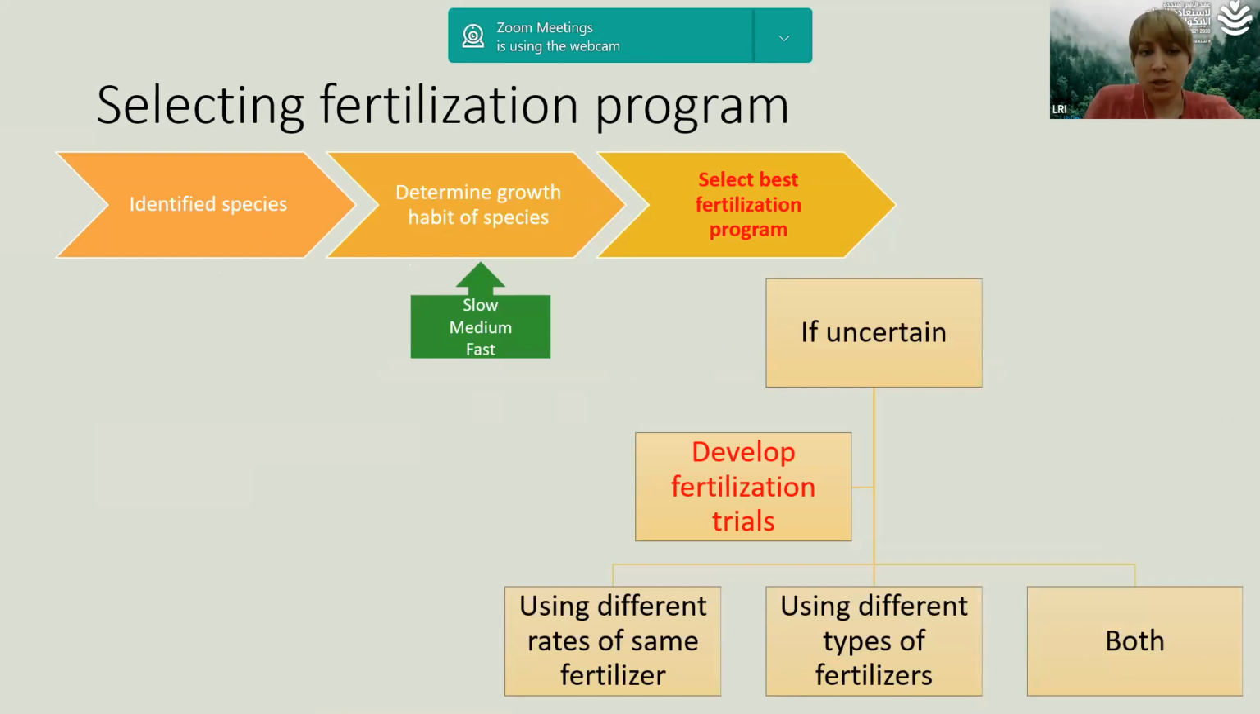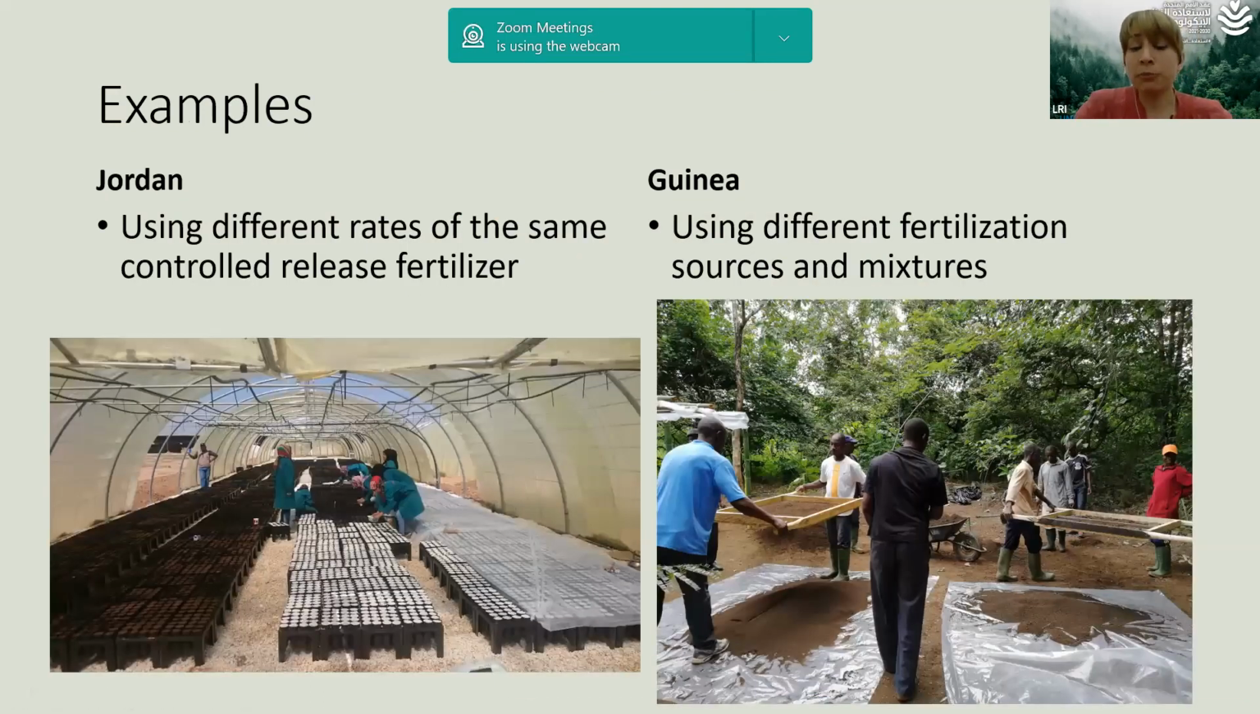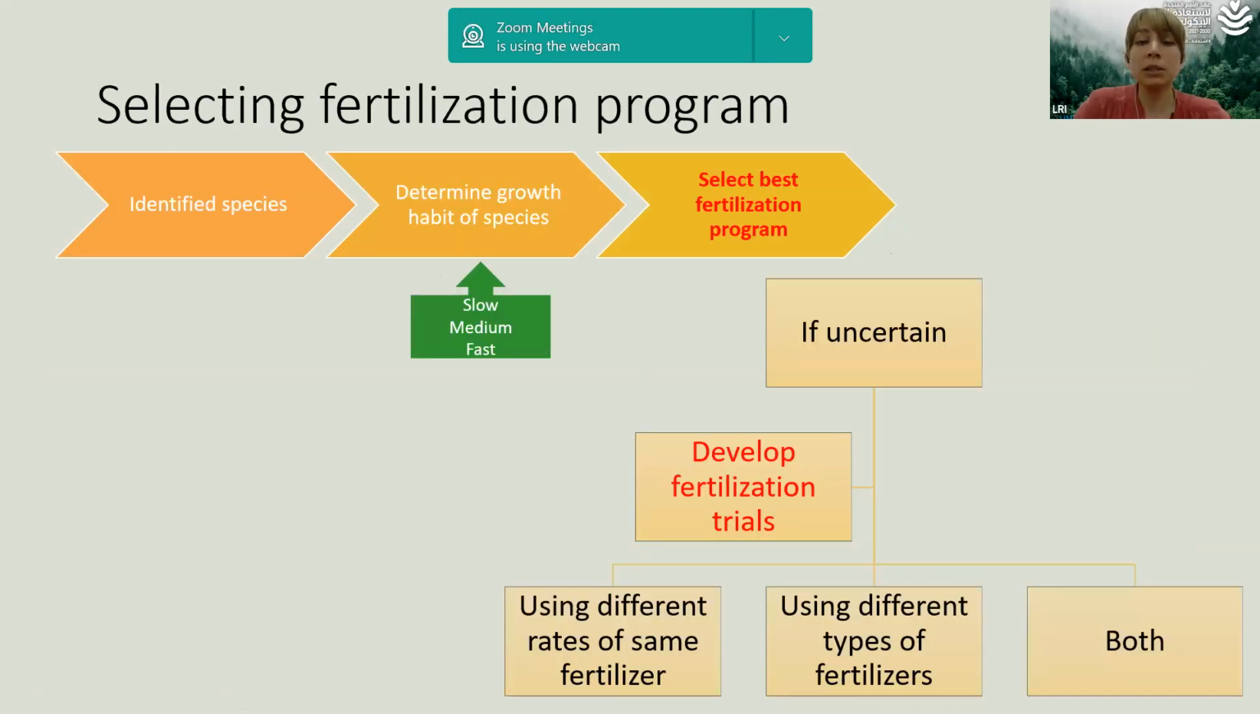When we talk about fertilization, we have to think of it the same way. Once the species is identified, we also determine its growth habit, if it's a slow, medium, or fast-growing species. And then we select the proper fertilization program. If it's a fast-growing species, we do not want to increase fertilization rates too high, and have the seedlings grow too fast and too big for a restoration project. If uncertain, we recommend developing some trials. And as you can see here, in different projects between Guinea and Jordan, we identified different fertilization treatments that were used before being able to select the best fertilization program.